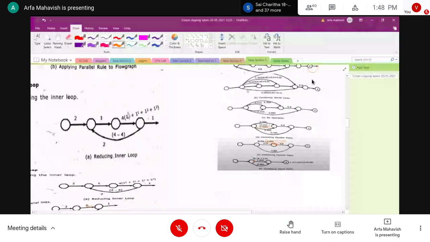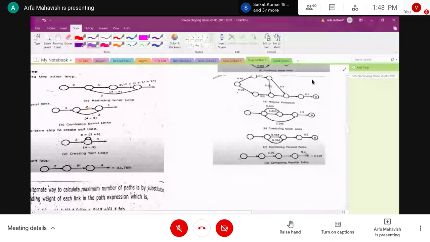After the serial links, we go for combining the parallel links. After combining the parallel links, we get the result 0.79. Then, after combining the parallel links, we do the serial link. Then you calculate 0.79 and 0.29, and you get the result 0.158. So this is your result for case B.